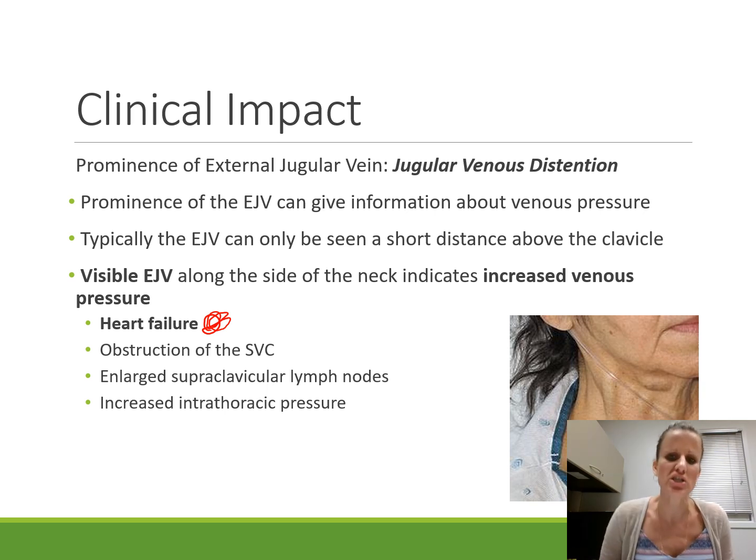Also, other things that might cause JVD include obstruction of the superior vena cava. If there's an obstruction in the superior vena cava, then the blood is not efficiently draining into the heart, and that creates a back pressure, or a backlog of blood in the venous system. Enlarged supraclavicular lymph nodes can interfere with blood drainage from the neck and cause JVD, or increased intrathoracic pressure. Same thing, if there's increased intrathoracic pressure, it's harder for the blood to go from an area of low pressure to an area of high pressure. Over here, you can see this is JVD. This is a really distended external jugular vein.